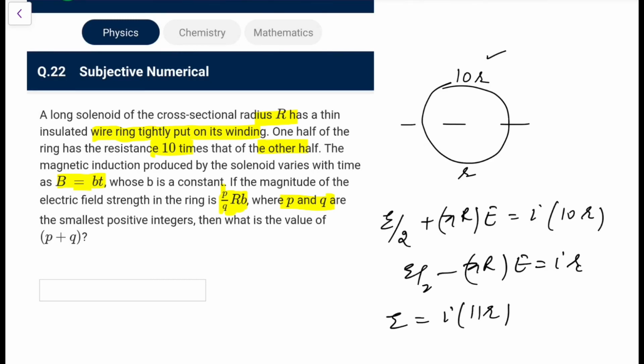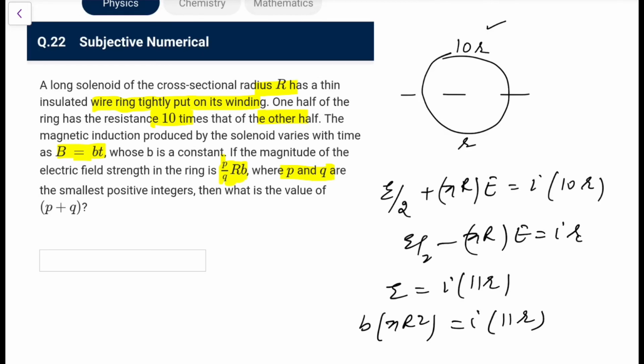And E you can know is d phi by dt, that would be B into area, and area is pi R square, which would be equal to I into 11R. So this is the first thing that we will get. Now put this value, I is what we get, B pi R square by 11R. Now put it in the first equation, let's say.